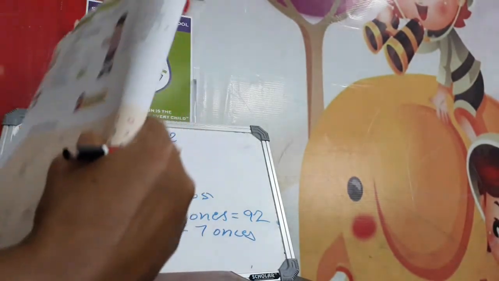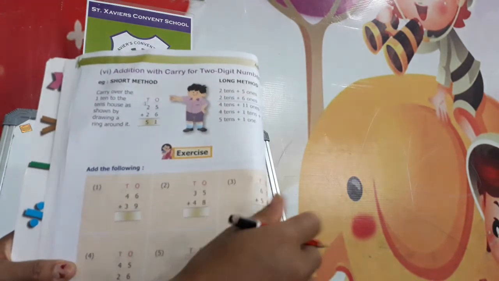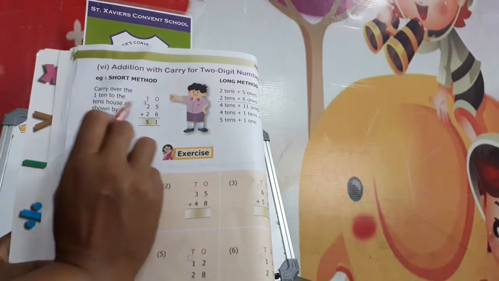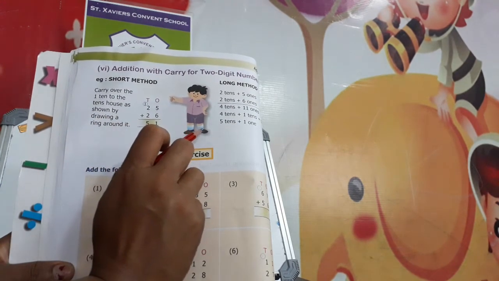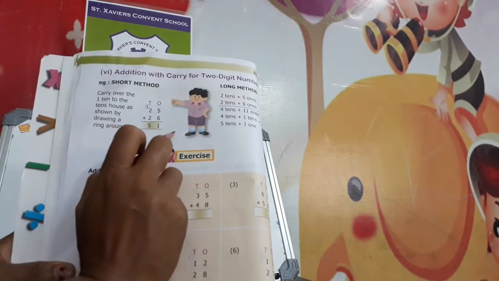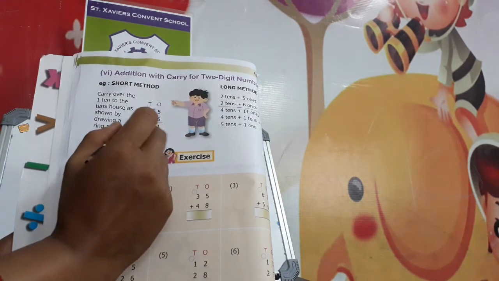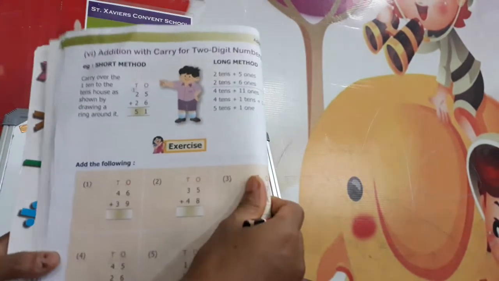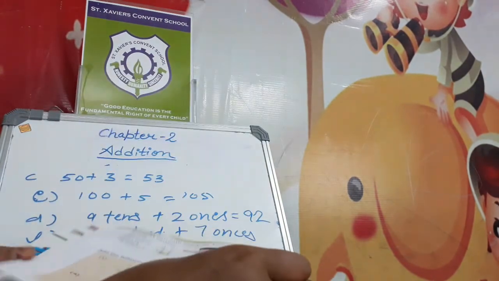Now here is the addition with carry for 2-digit numbers. This is the short method and this is the long method. Carry over the 10 to the tens house as shown by drawing a ring round it. If you carry the number, you have to draw this ring and add this number in tens. Now see here, add the following.